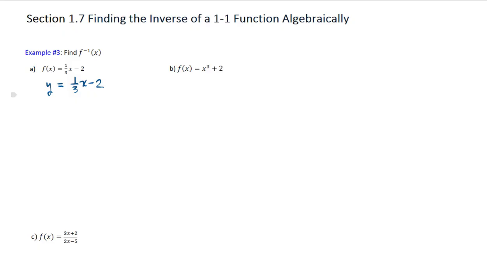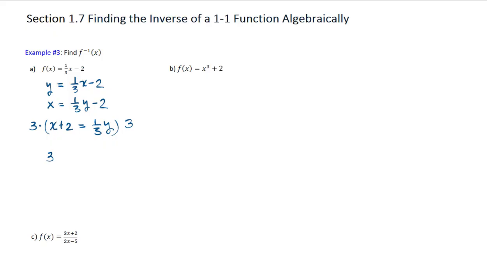Next step, interchange the x and y. Our third step, solve the equation for y by using algebraic manipulation. So to solve for y, we're going to add 2 to the equation. So x plus 2 equals 1/3 of y. And now divide everything by 1/3, which is the same as multiplication by 3.